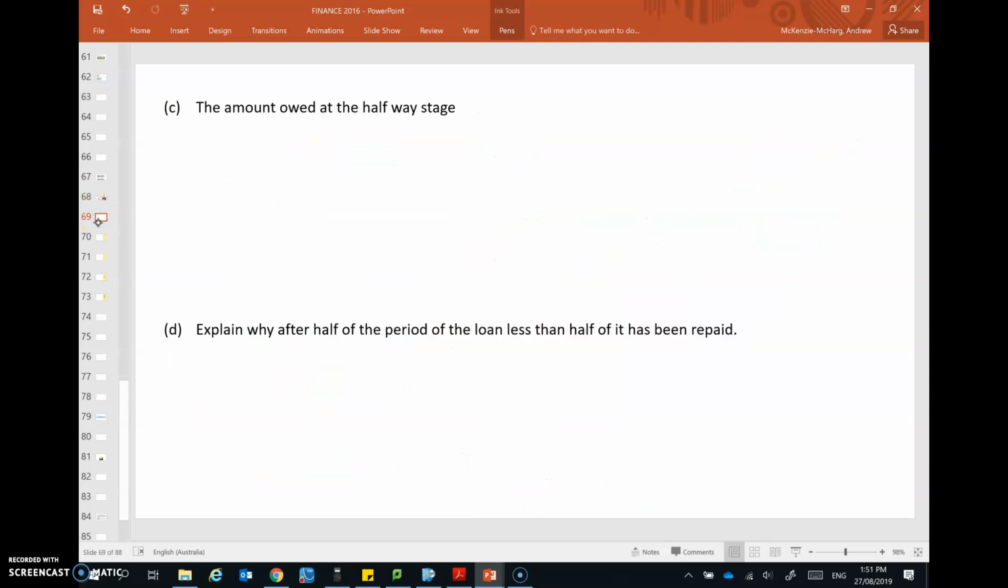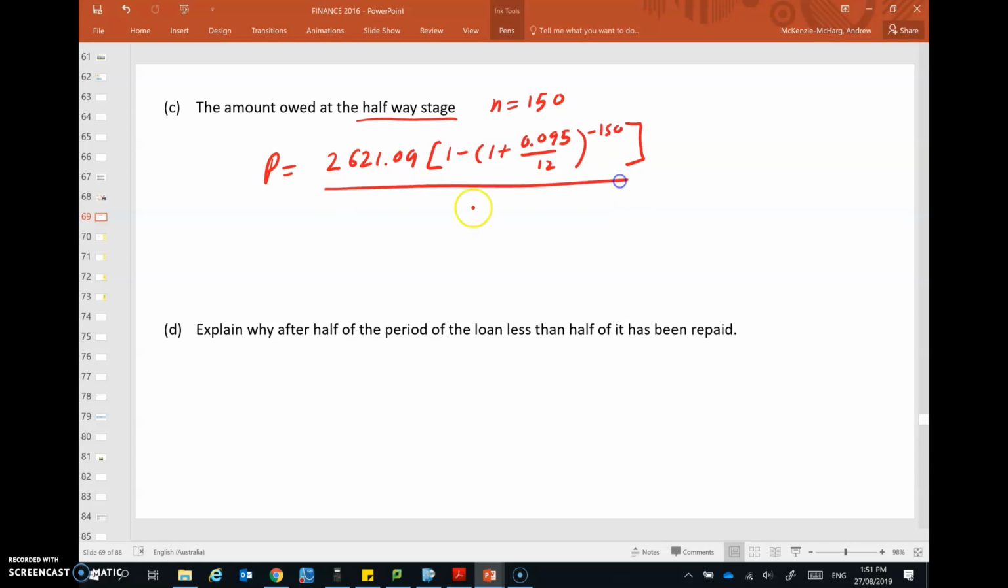All right, the amount at the halfway stage. Pause the video and try this one on your own, then I'll do it. Okay, halfway is halfway through the loan. Originally there were 300 payments, so halfway means that we're going to have 150 payments remaining. It's very similar to before, but we change the number of periods remaining. So this is what will go into the calculator, and you should get this much.